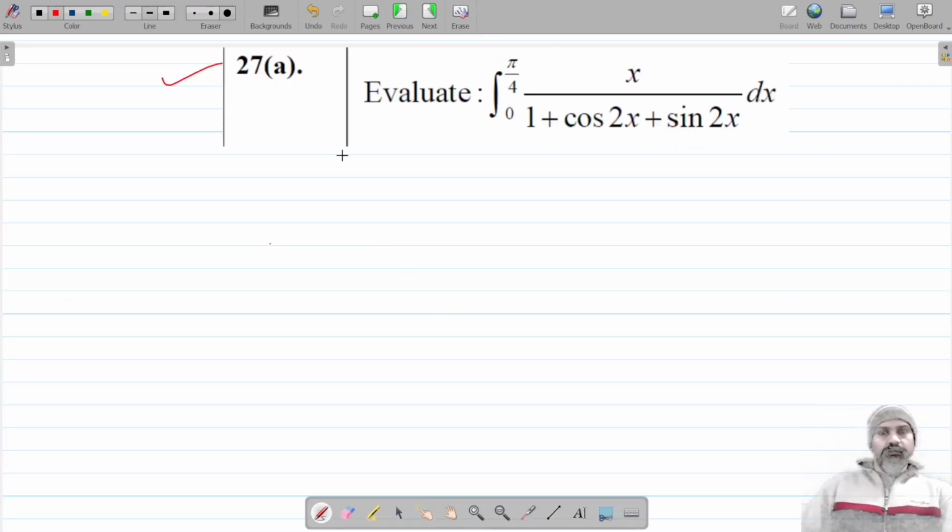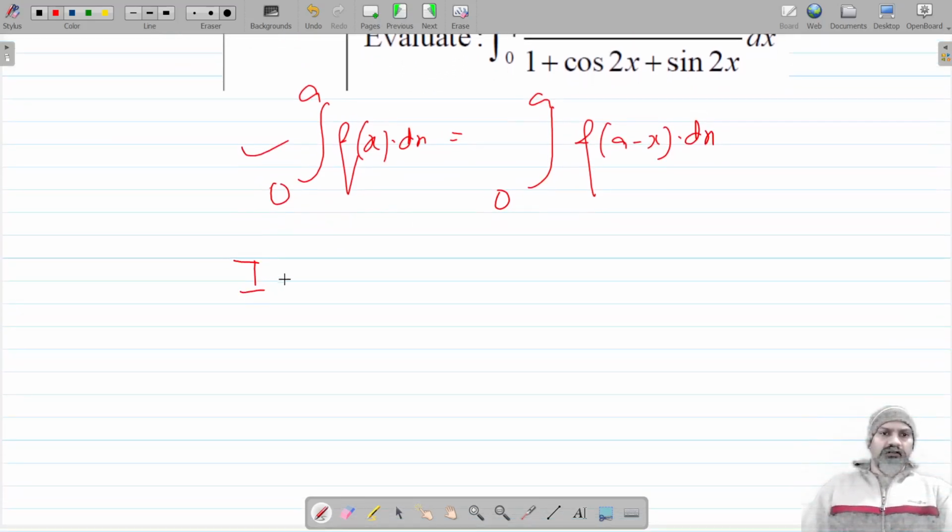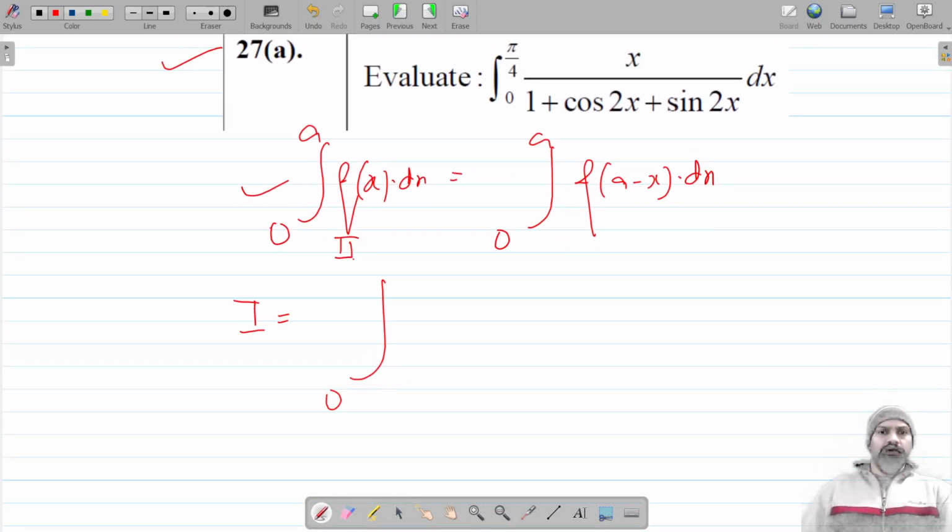For question number 27, part A, we have to evaluate the definite integral. And because it's a definite integral, let's try to use the property which says that if the limits are 0 to a and the function is f of x into dx, it can be written as 0 to a f of a minus x into dx. So using this property, our integral, let's say this is I, it becomes integration 0 to pi by 4, where a is pi by 4, and x is replaced by a minus x.